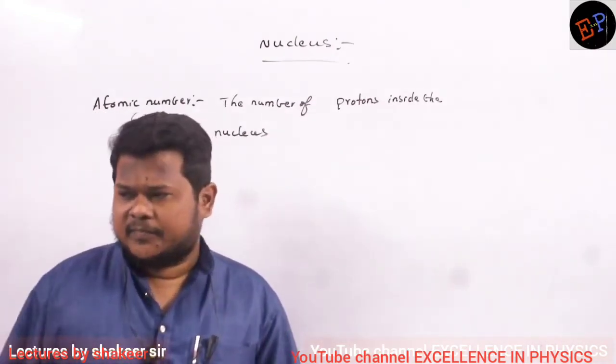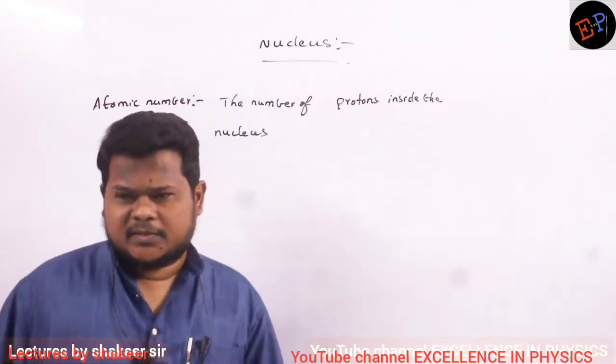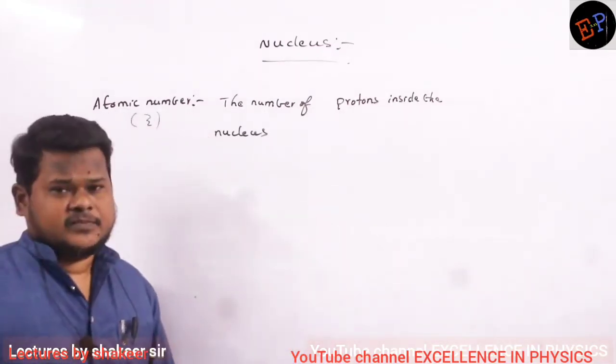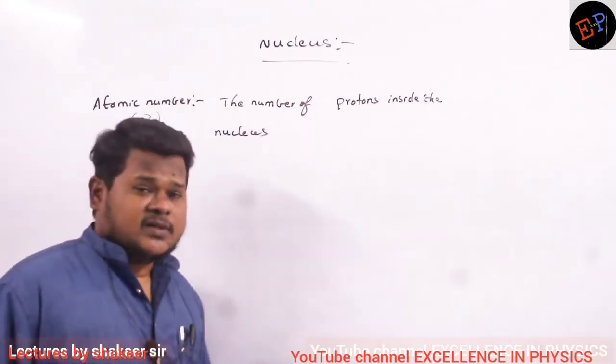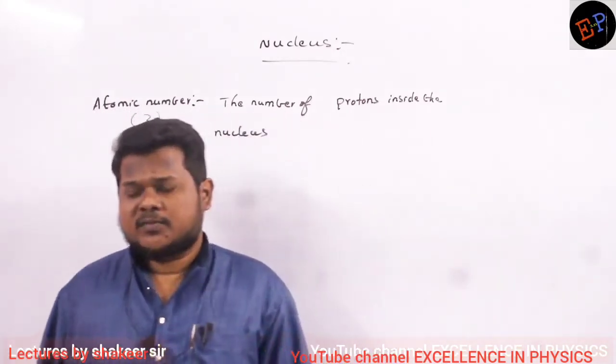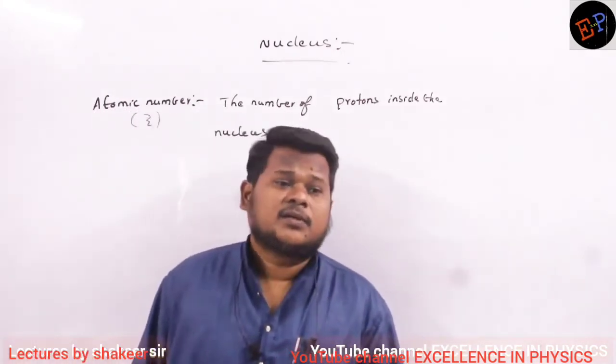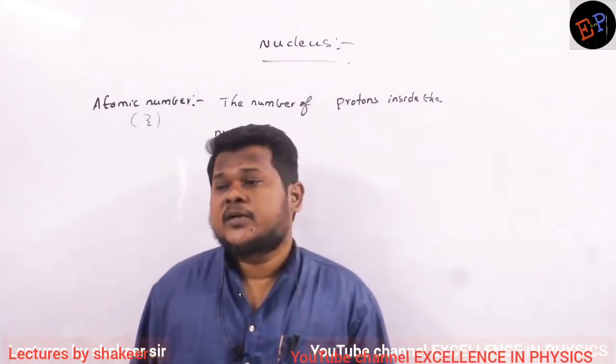That number is nothing but the proton number, or you can call it the atomic number. Atomic number is represented by Z here. For example, if you take hydrogen, how many protons are there? Only one proton. If you take calcium, how many protons are there? Calcium has 20 protons.